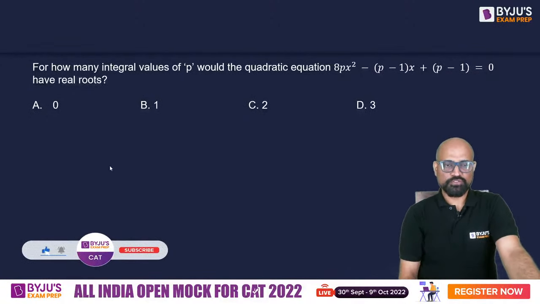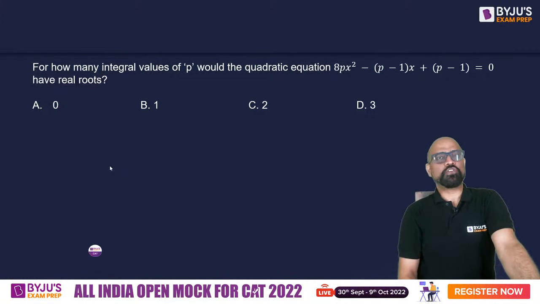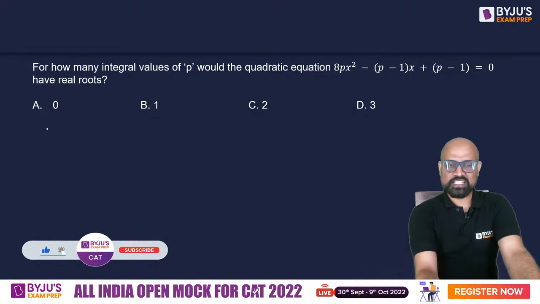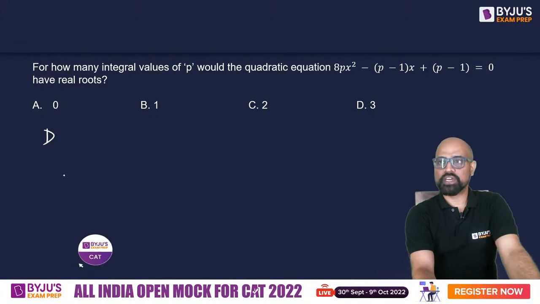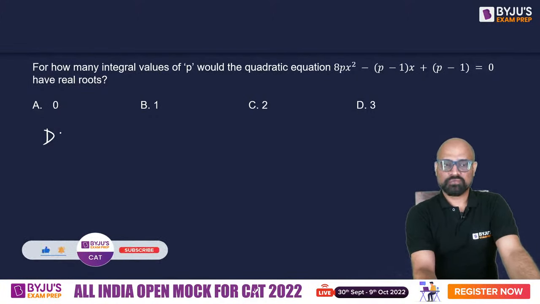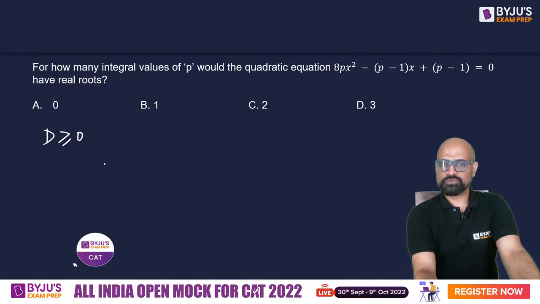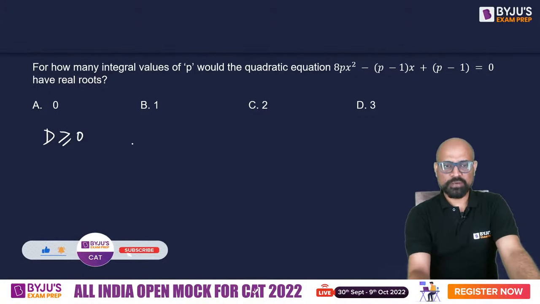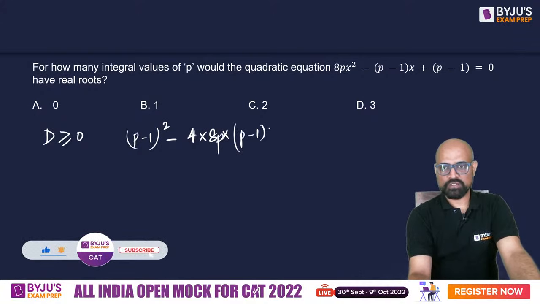Okay, next question. For how many integral values of p would the quadratic equation have real roots? Now this is a question on real roots. When do we have real roots in a quadratic? When the discriminant is greater than or equal to 0. Now the discriminant of this is going to be b square, that is p minus 1 whole square, minus 4a. So a is 8p and c is p minus 1.